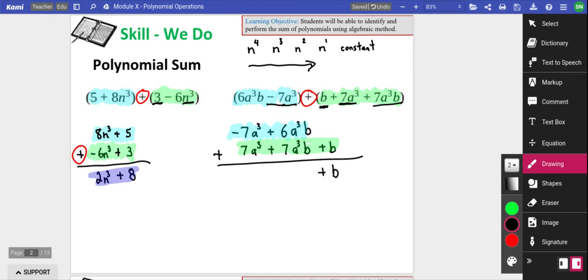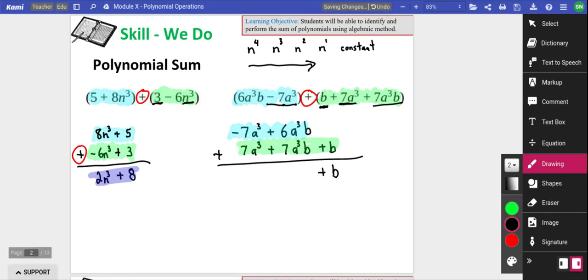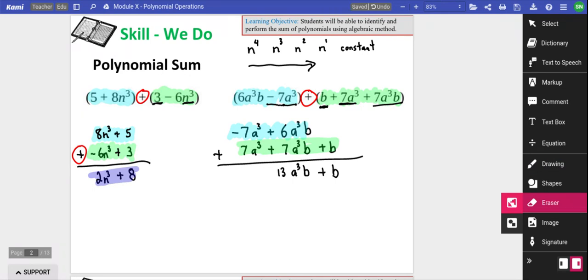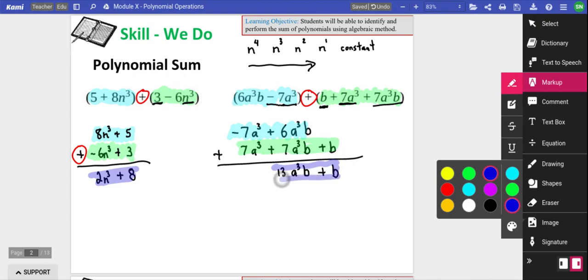Moving left, making sure that these two are exactly the same, which they are, we have 6 plus 7 would be 13. So plus 13a cubed b. And on the left, we have negative 7a cubed plus 7a cubed. Those two cancel out. Now we can remove this plus because there is no other term. And this gives us the solution for our problem.